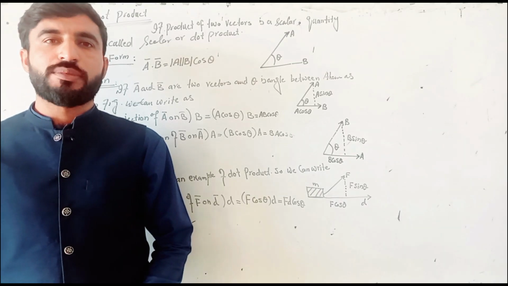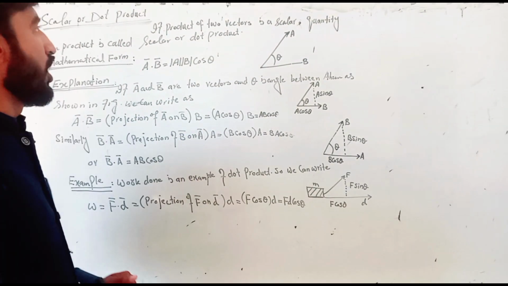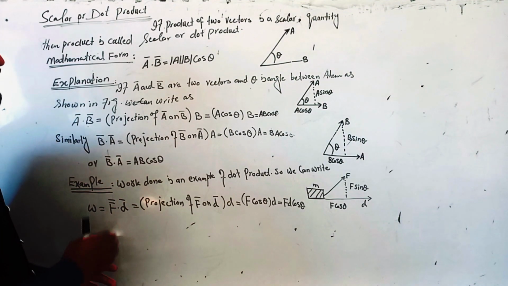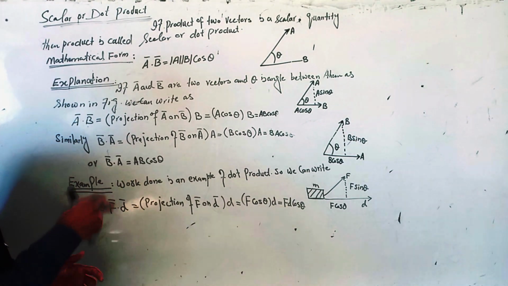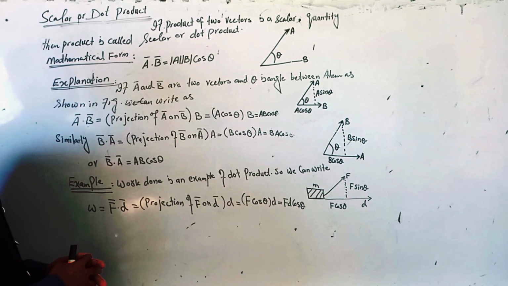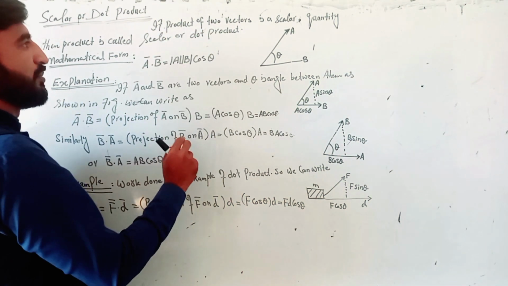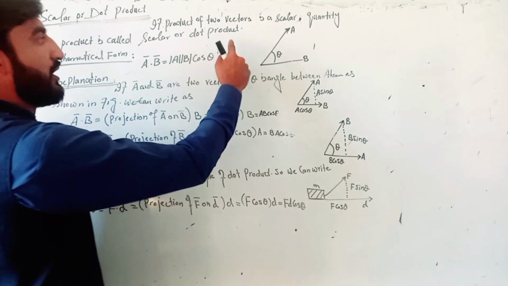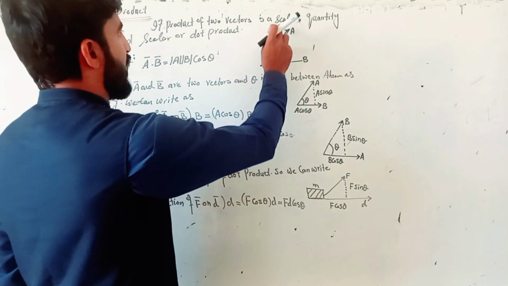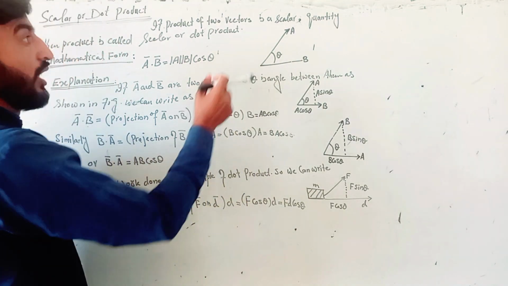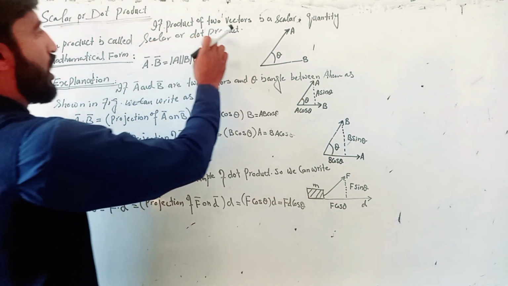Today we will learn a topic from first year physics chapter 2nd named as dot or scalar product, and the vector product. Today we will learn the dot product. These two topics are opposite to each other. This product says if the product of two vectors, meaning you have two vectors A and B, is a scalar quantity, scalar means magnitude, number, then this product is called scalar or dot product.